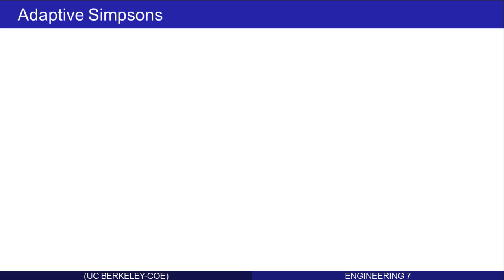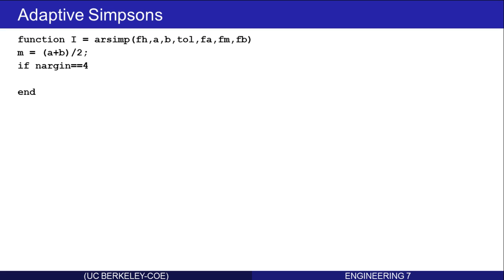Adaptive Simpson's works the same way. Let's write it in the non-naive case with the extra input arguments. 4 input arguments is the normal way to call it for a user: function handle, a, b, and tolerance. But there's also a possibility of 7 input arguments: the function value at a, the function value at the midpoint between a and b, and the function value at b. Initially, m is set to a plus b over 2. And then if the number of input arguments is 4, a typical user call, well, evaluate the function to be integrated at the 3 locations: the left endpoint, the midpoint, and the right endpoint.